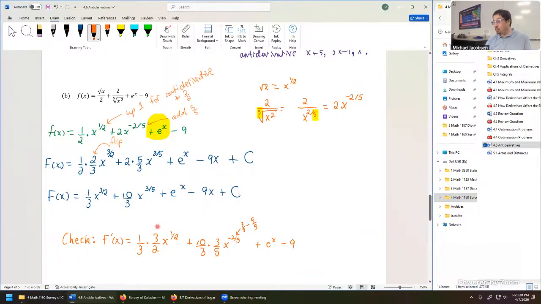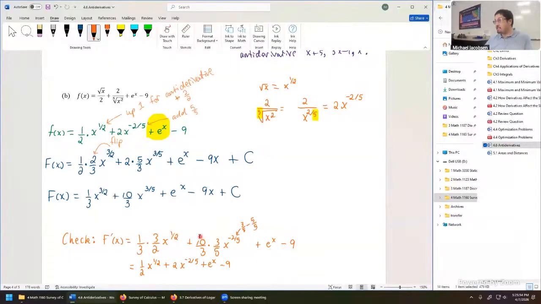It's a bit of a mess, so if we took an extra step, we would get 1/2 on the first term, x power 1/2, or square root of x if you prefer. Let's leave it in that form. 3/3 cancels here, 5 goes into 10 twice. So you get 2x to the power -2/5 on that next term, plus e to the x minus 9.